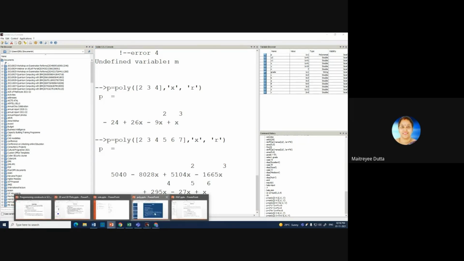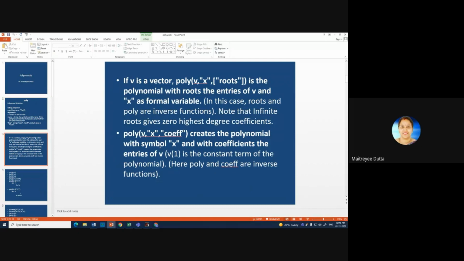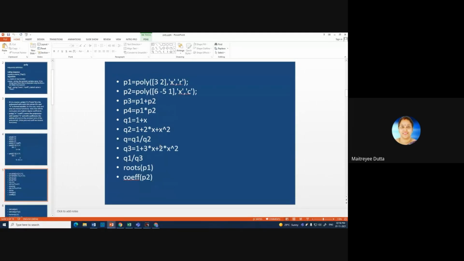Now I will just tell you, if you know the roots and if you know the coefficients, how to form the polynomial. Now I will tell, if you have the polynomial, how to find out the roots, right? That is also another important thing. For example, for the roots, we can say roots of P1. So if you have any polynomial, then we can write roots of that polynomial, and if we have P1, then automatically the roots can be found out.